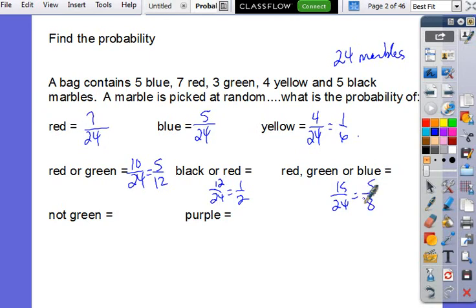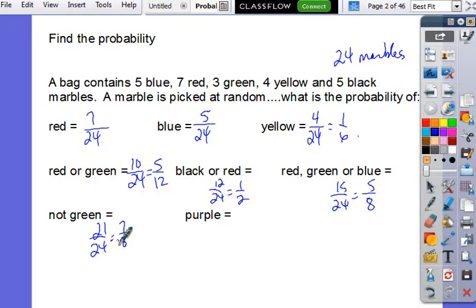Not green. All right, so now I'm looking for everything that's not green. Well, I know there are 3 greens in there, so if it's not green, you subtract that. I would say 24 minus 3 would be 21 out of 24, which is 7 over 8. The other way of looking at it is to add up all the things that are not green. I think it's faster to just subtract, but either way works.